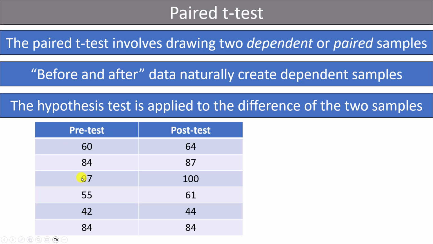So every single row of this data would relate to one individual. So this 60 would be person number 1, what they scored on the pre-test, and the 64 would be person number 1, what they scored on the post-test, etc., for all the other individuals.